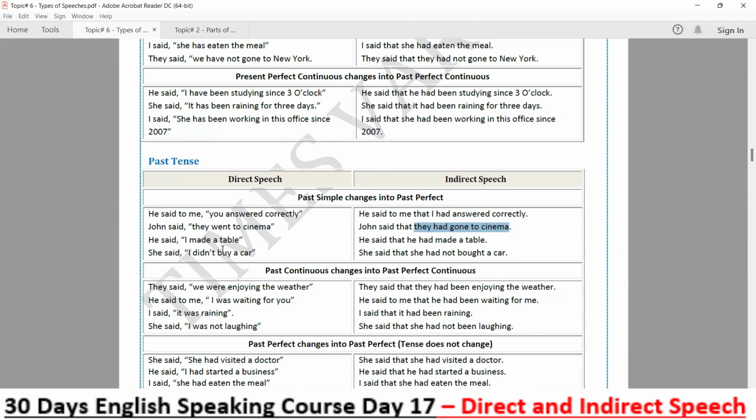He said, I made a table. He said that he had made a table. She said, I didn't buy a car. She said that she had not bought a car. Okay, so past simple changes to past perfect.